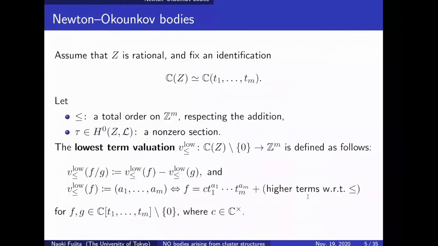Let me explain the definition of Newton-Okounkov bodies. In this talk, we assume that the variety Z is rational and fix an identification of the function field with the field of rational functions. Under this identification, a total order on the Z-lattice Z^m induces a certain valuation on the function field, which is called the lowest term valuation, defined as follows. For a polynomial f, we define the value v_low(f) to be the exponent of the lowest term with respect to the fixed total order.